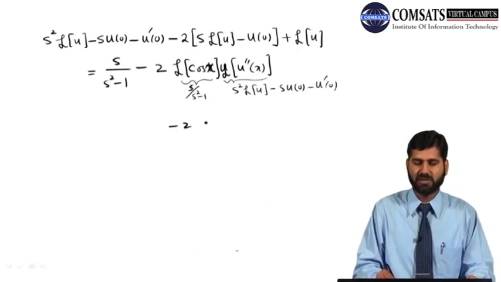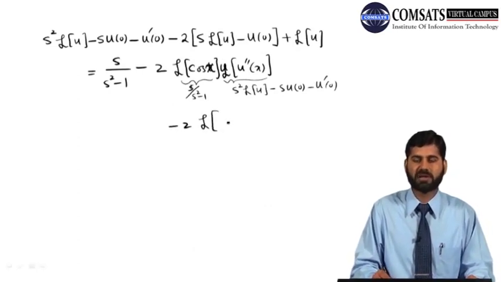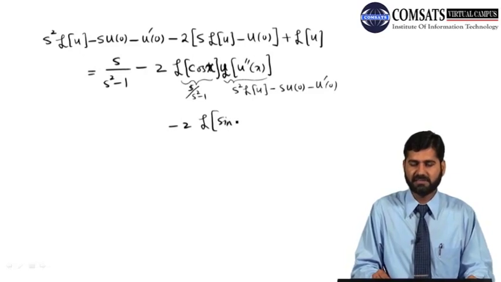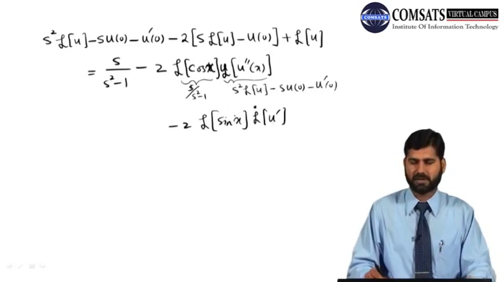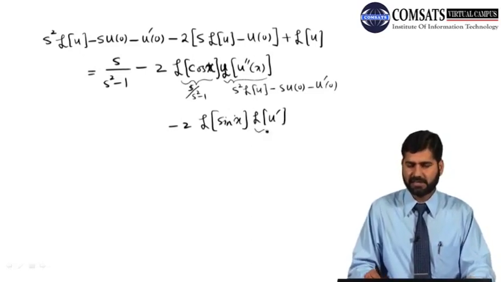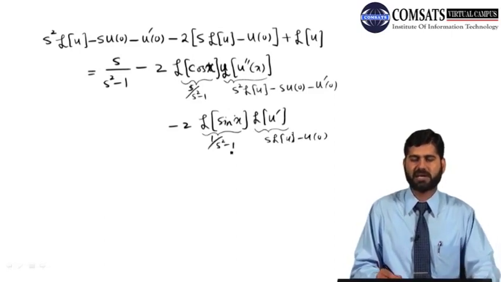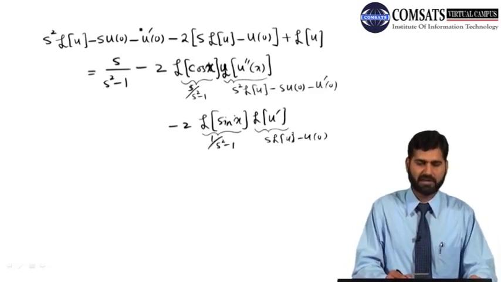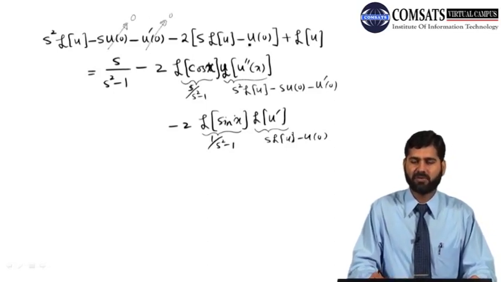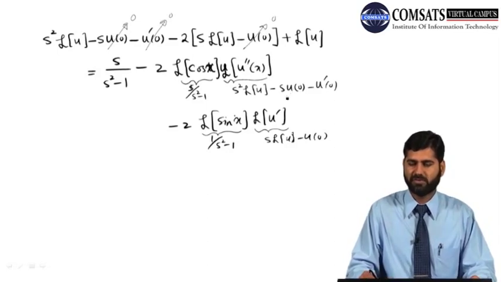So this is minus 2. Convolution gives you the product, the product of sine x with u prime. All right. So again, this is s L of u minus u(0), and this is 1 over s square minus 1. So I can replace all the values. Now, what are our conditions? u(0) is 0, u prime(0) is 0.